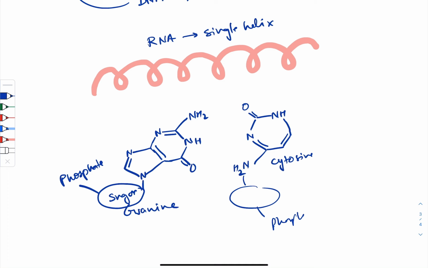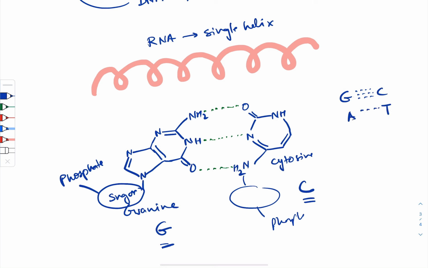So if you take a look at this, there you have a G and a C interaction. You're going to have hydrogen bonding between the hydrogen and oxygen, another bond out there, and another hydrogen bond. So you have three hydrogen bonds. Typically between G and C you have three hydrogen bonds, and between A and T, you have two hydrogen bonds.